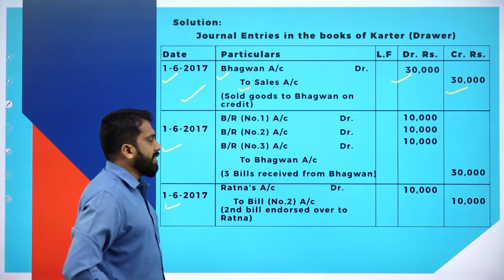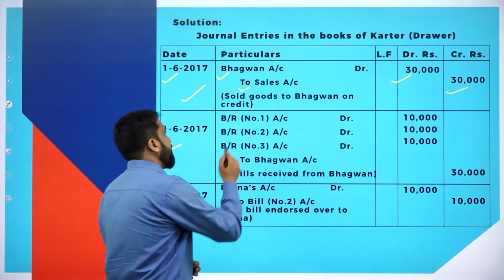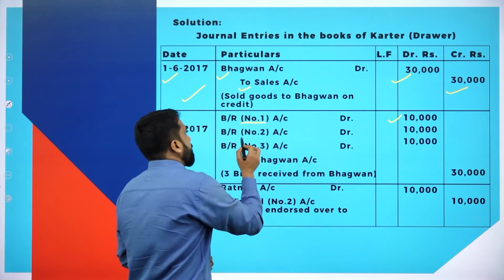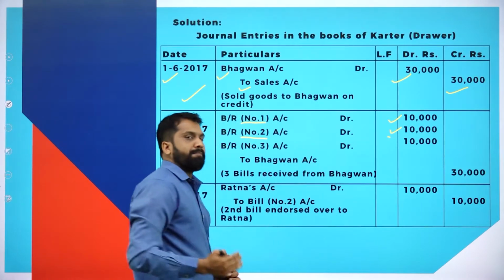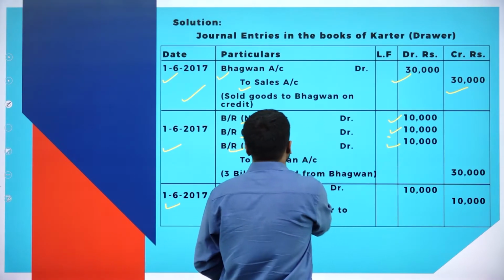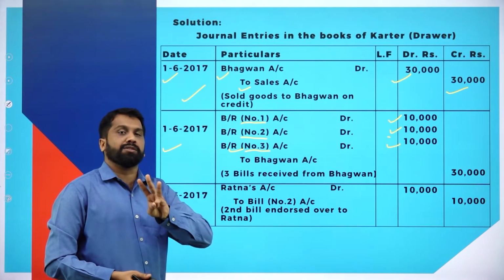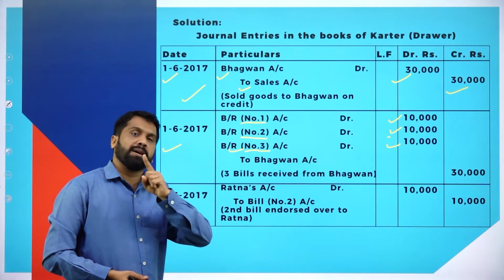So how many bills are there? How many times were goods sold? 3 times. So bill 1, bills receivable 10,000. Bill 2, bills receivable 10,000. Bill 3, bills receivable, again it is 10,000. How many bills total? 3 bills. To whom is it given? To the owner. By whom? The buyer.